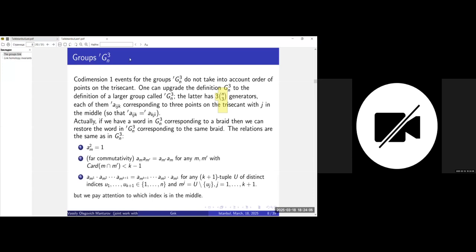And actually, it can be checked rather easily that again we will have a homomorphism from the pure braid group to GN3 prime. And in this homomorphism, one can really check that the relations should go in this order. So, for example, if 1, 2, 3, 4 are on the line, then the order should be 1, 2, 3, 1, 2, 4, 1, 3, 4, and 2, 3, 4. So it's exactly like that. Okay?